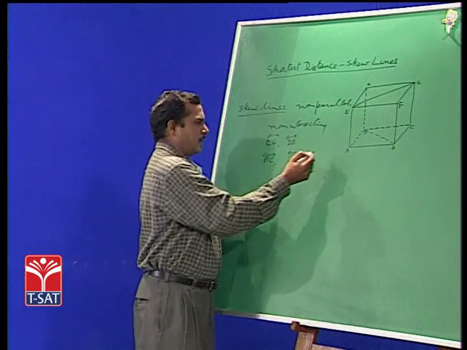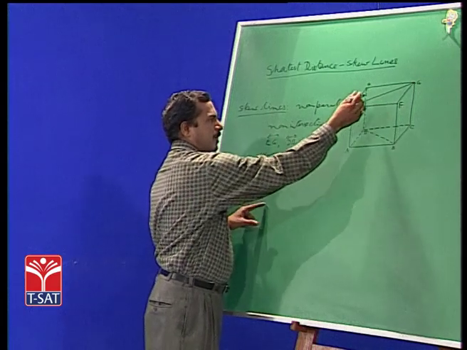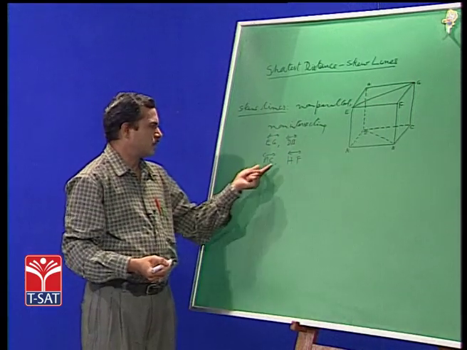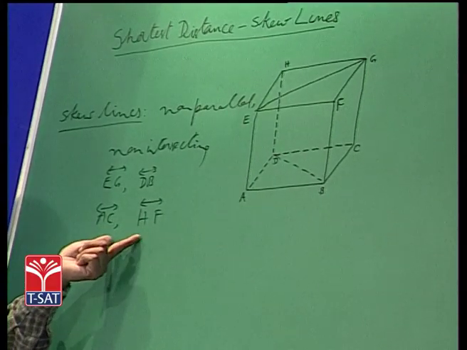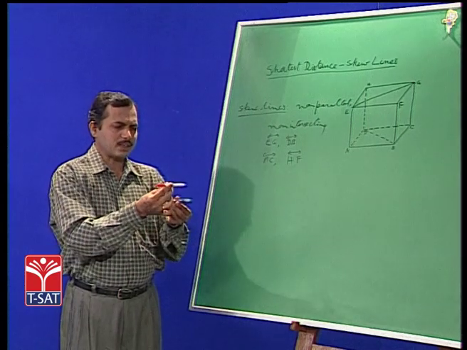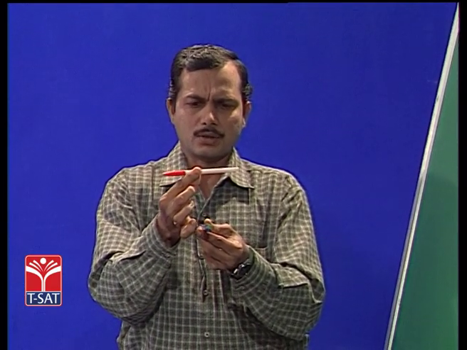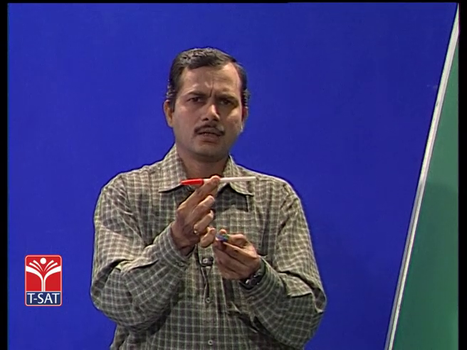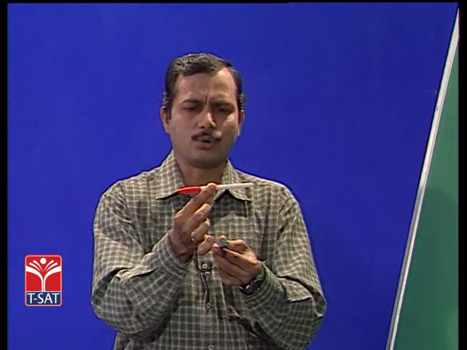Here AC is this diagonal and HF is this diagonal. Again, these are non-parallel and non-intersecting. Therefore, again these two form a pair of skew lines. Now, let us imagine two straight lines passing through these two pens. Those two straight lines are non-parallel and are non-intersecting. Therefore, the lines that pass through these two pens form a pair of skew lines.